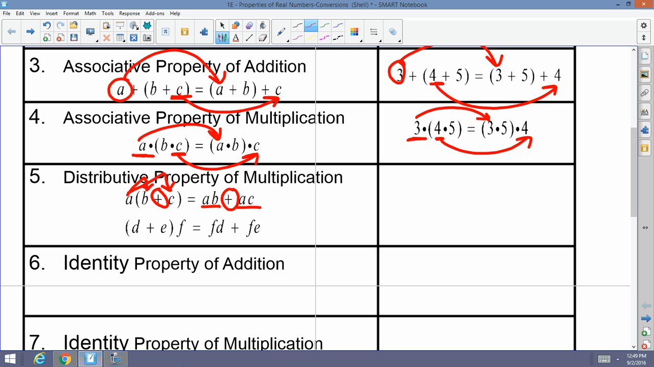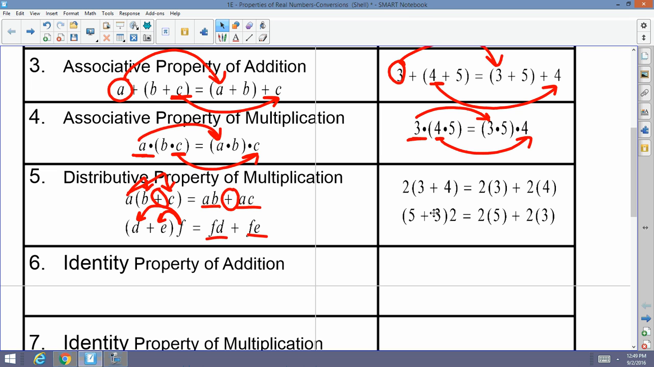Sometimes when a test has a value on the right side of the parentheses, people get a little bit confused, but please don't. All this is saying is F is being distributed. So I'm going to multiply F to everything inside of the parentheses. F times D is FD plus F times E is FE.